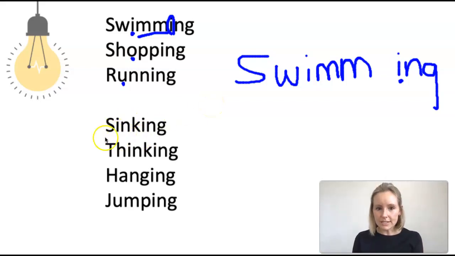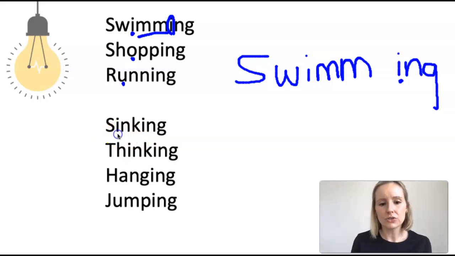And then we look at words like sinking, for example. And why is it that we're not doubling a letter? Well, we have a short vowel here. But look, it's already protected by 2 consonants. So we don't need to change anything there.